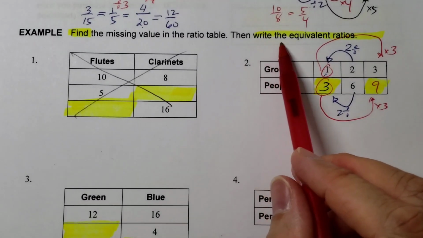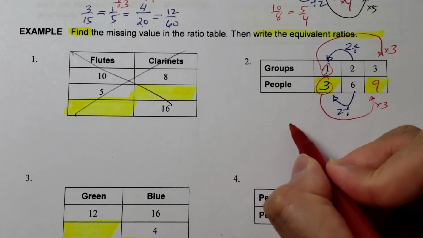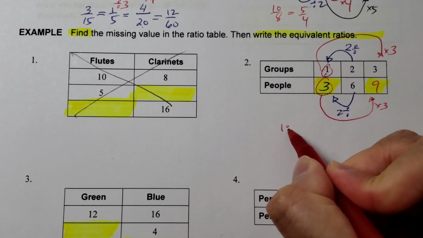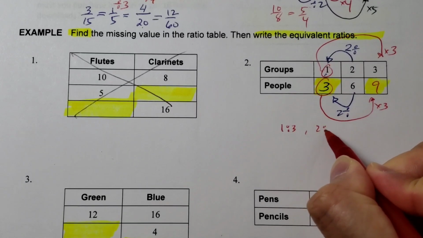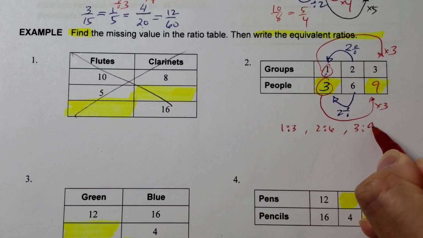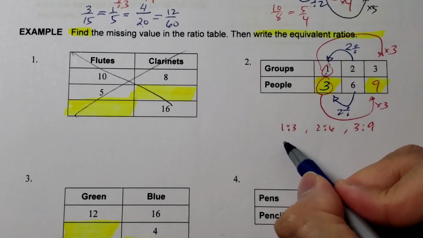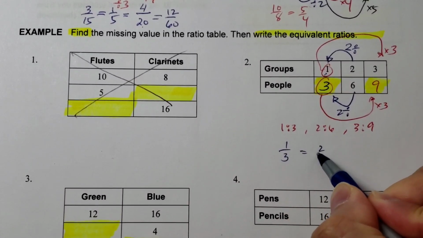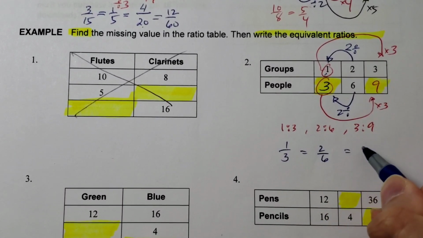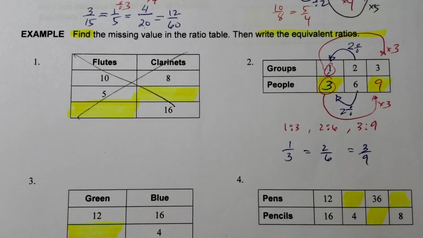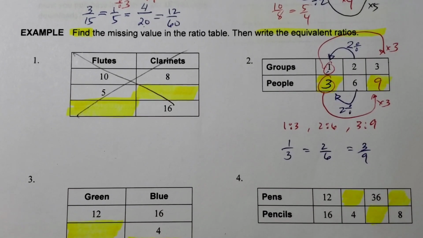And it says write the equivalent ratio. So the equivalent ratio is either you can write it this way, 1 to 3, 2 to 6, and 3 to 9. Or you can write it in a fraction form, 1 to 3 is equal to 2 to 6 and is equal to 3 over 9. All right? So let's try one more.